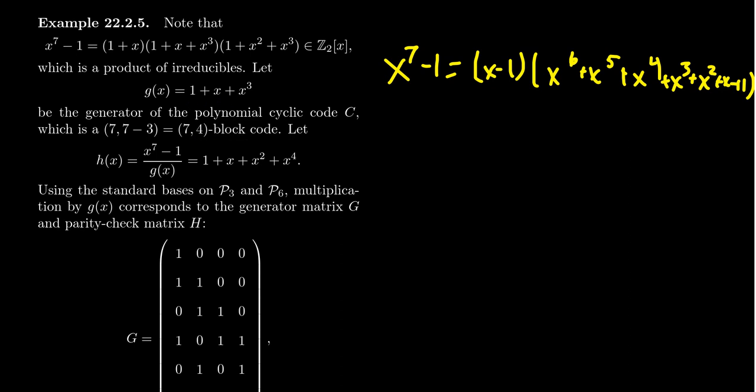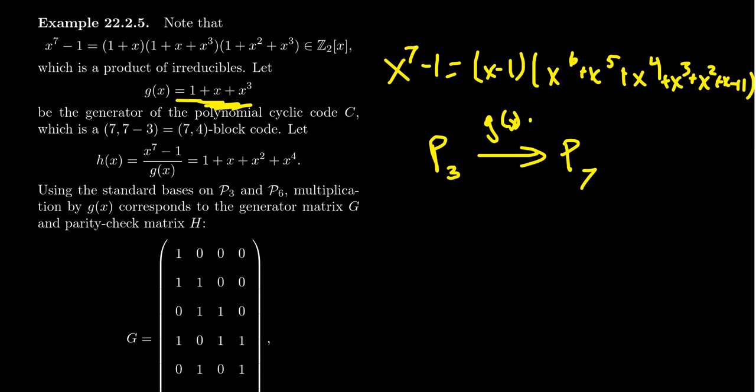Then G, of course, is going to be our encoding map, right? So if we take polynomials, we start off with 4 bits, so that means we're going to look at P3. So we can send over from P3 to P7 by multiplying by this polynomial G(X).